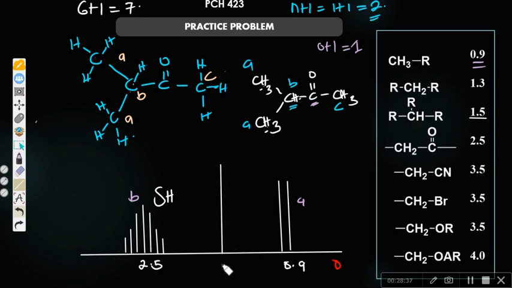So this here will be, let's put it at 1.5. It's not supposed to be up to 1.5 because this is 0.9. But because of its proximity to this electron withdrawing group, I've explained before, whenever you have an electron withdrawing group, they tend to de-shield it. That is the word to use. Is that okay? So you are going to have something like this.